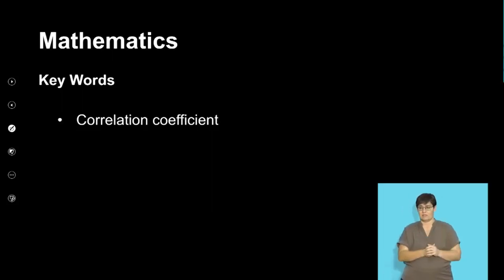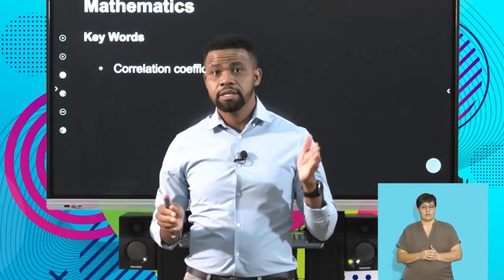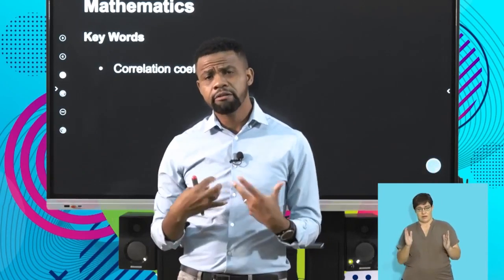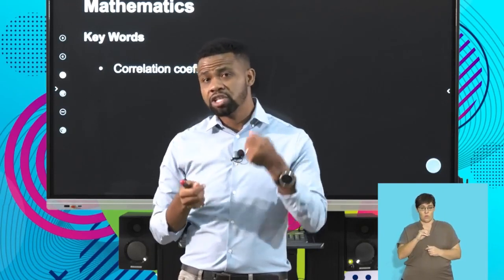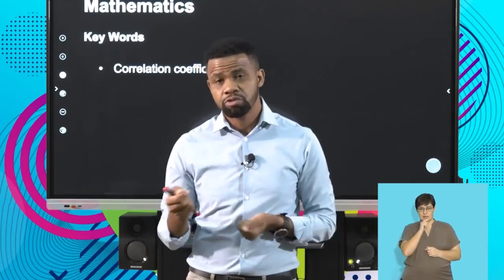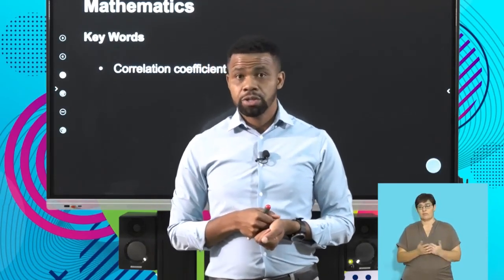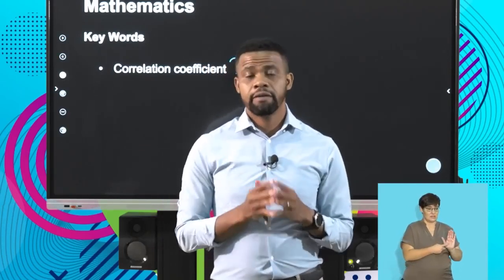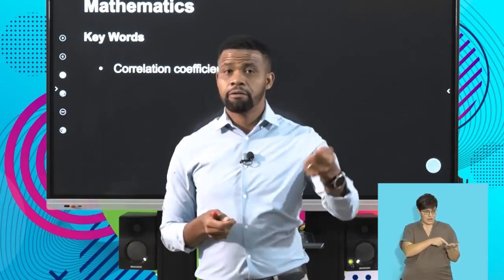Correlation coefficient. What do we remember about correlation coefficient? What we know is that correlation coefficient is between -1 and 1. And correlation coefficient measures the correlation between two variables, the association between the two variables. For example, I might measure your maths marks versus your science marks. Does it mean if I have a good maths mark, I'll do well in science? Is there a correlation between the two?